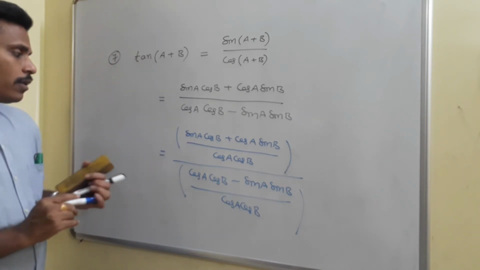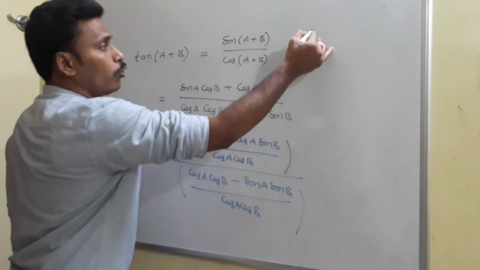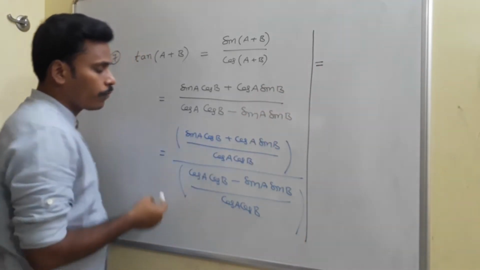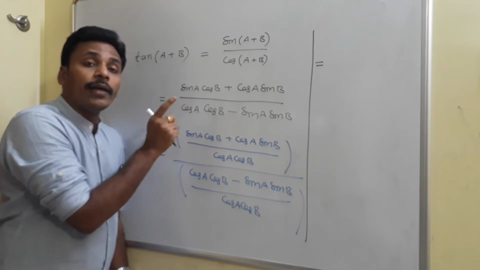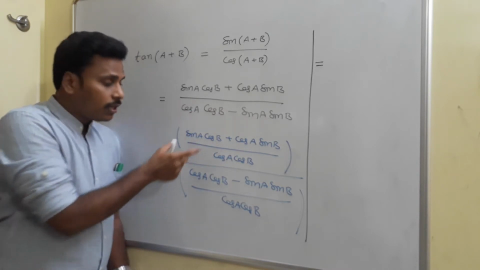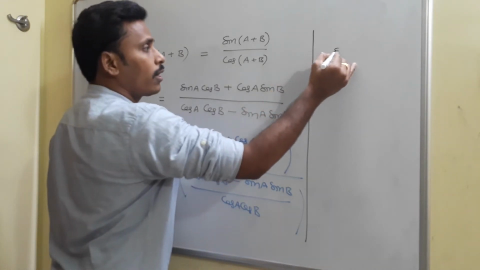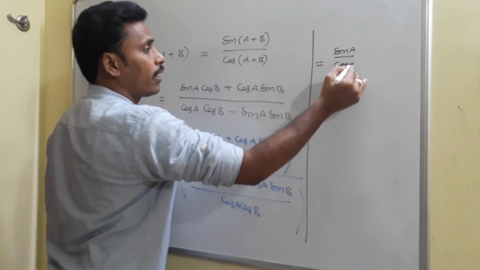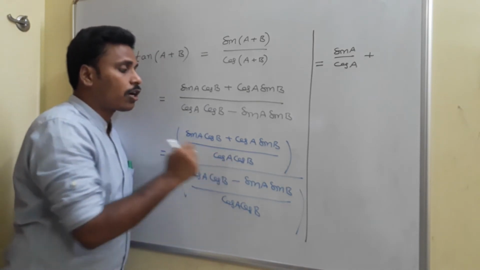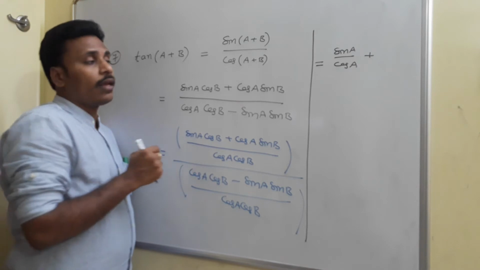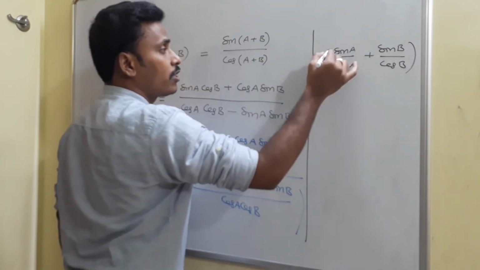Now just look, see what will happen in the numerator and the denominator. You just split the numerator. Sin A cos B divided by cos A cos B, and cos B gets cancelled. You are left with sin A divided by cos A plus, here cos A sin B divided by cos A cos B, so again the cos A gets cancelled. Then you are left with sin B divided by cos B, and this is the numerator.